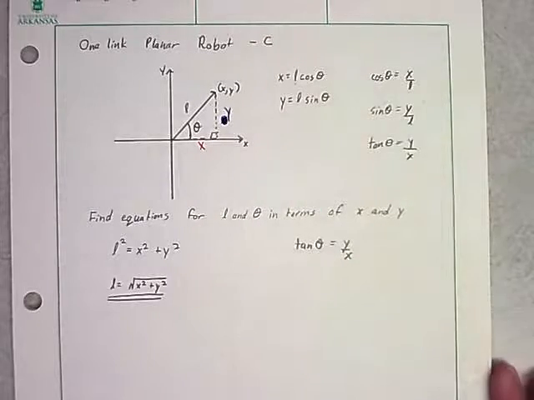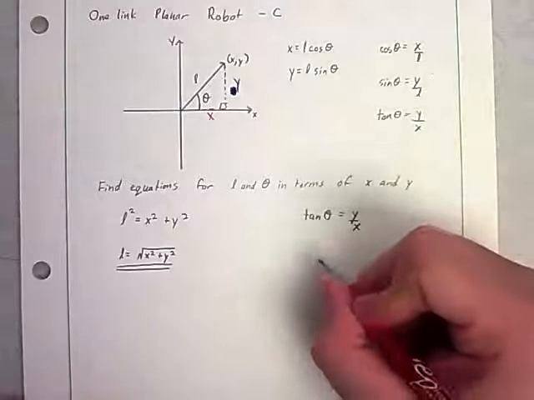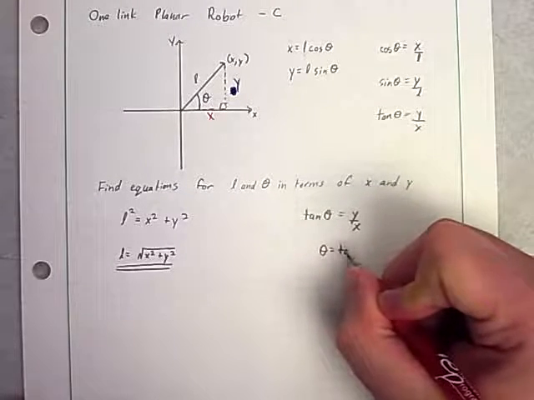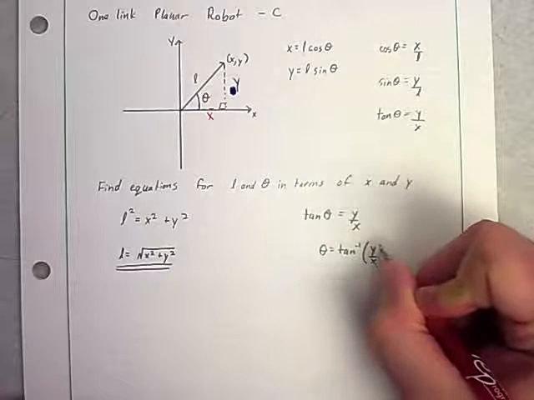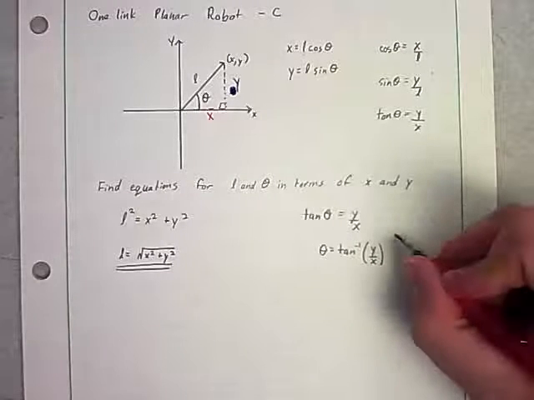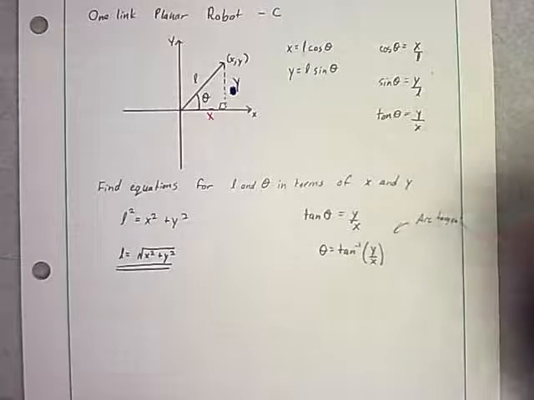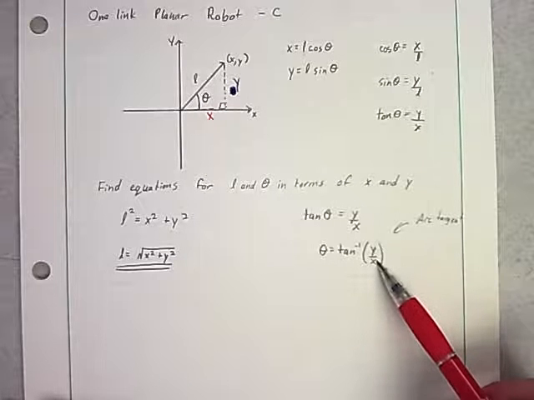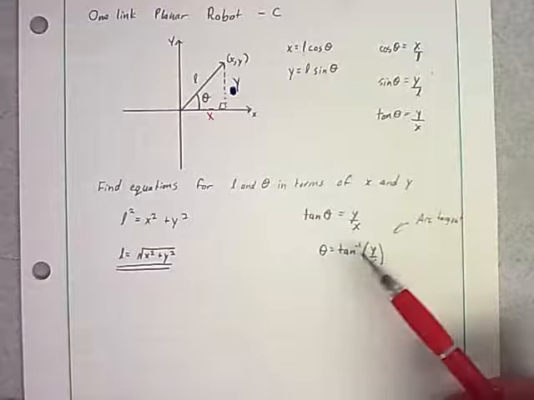Well, then how do we get theta by itself? To do that, we would need to do the inverse of tangent. So we would say theta is tan inverse of y over x. This is also called the arctangent. It means, given the opposite over adjacent ratio, whatever that is, what angle does that mean? Which is exactly what we're trying to find.